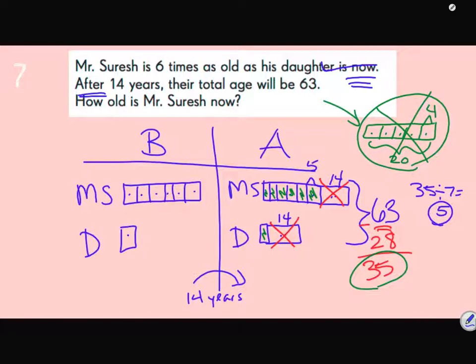Now, not too fast because it feels like you solved it and you're done, but there's a little bit more. I need to figure out how old Mr. Suresh is right now. Right now, he is 1, 2, 3, 4, 5, 6 equal boxes that are 5. So all of these are 5, which means that all of this is 30. But then he also has those extra 14 years because this is how old he is now. So 30 plus 14, he is 44 years old right now. That one's a little tricky. If you need to rewatch it, please do.